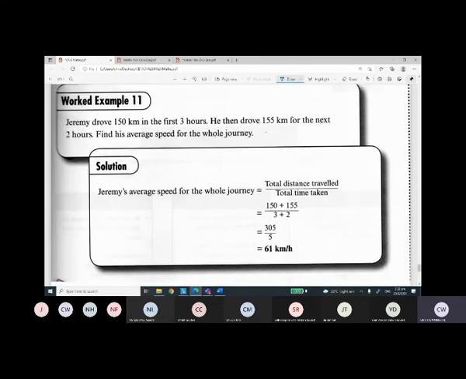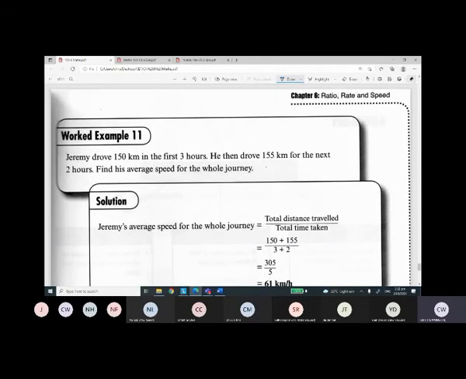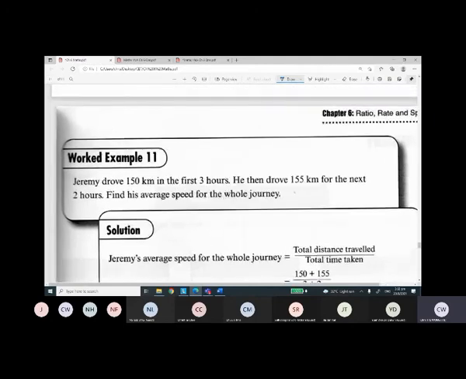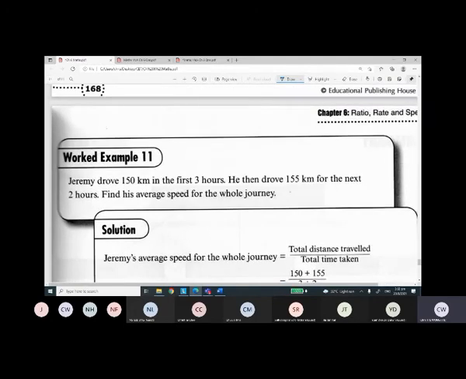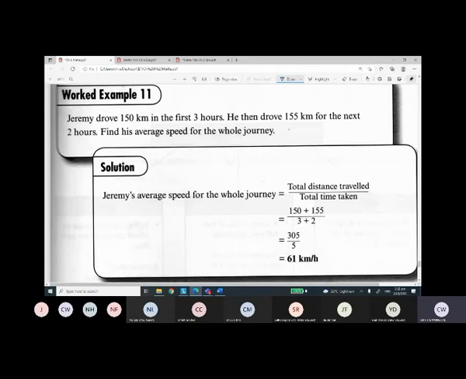Okay, look at this. Same thing. Now, you look at this question, everybody. Jeremy drove 150 kilometers in the first 3 hours. He then drove 155 for the next 2 hours. Find the average speed for the whole journey. Look at this again.